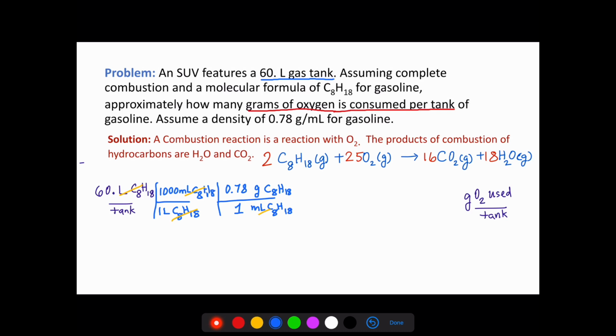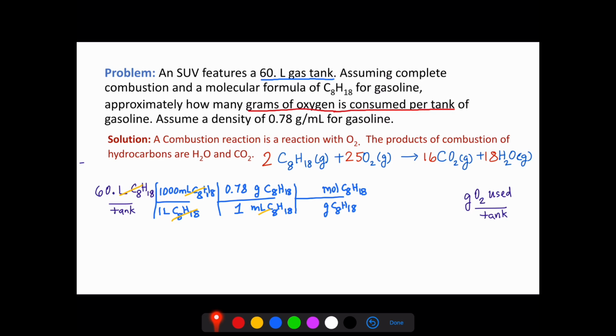Next step, you're going to go from grams of octane to moles. Always remember, to connect two substances, you need first the information, one of the information in moles. Then you can use the molar ratio. Okay, so that's what we are doing now, going from grams of octane to moles of octane. And grams and moles of a substance are connected by molar mass.